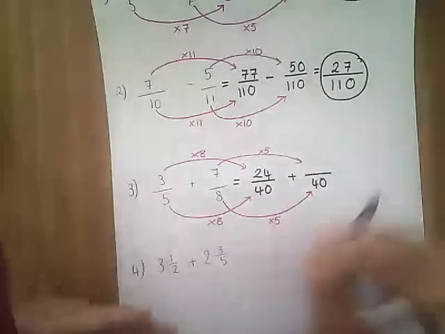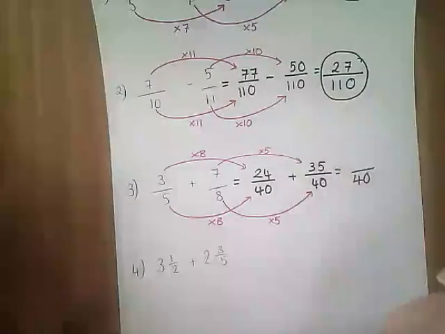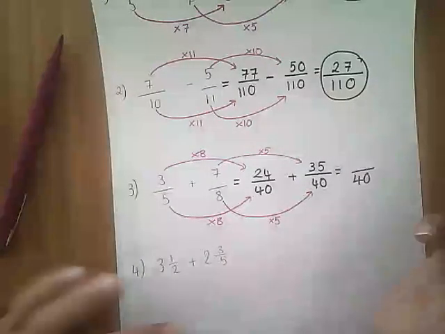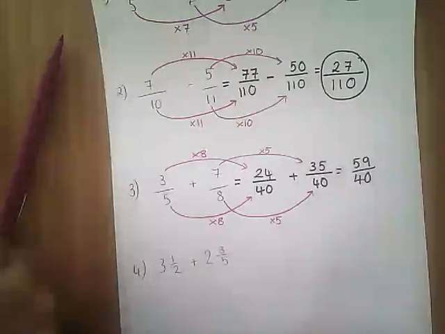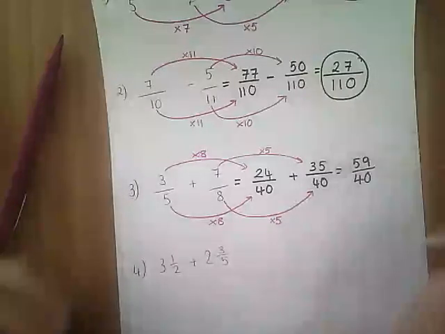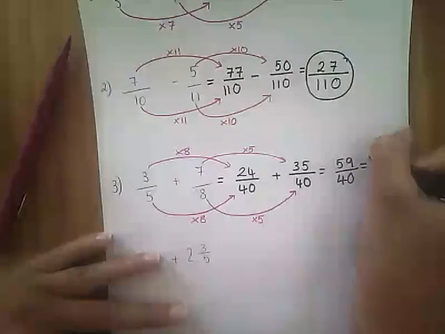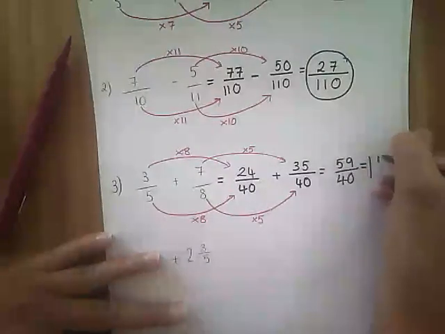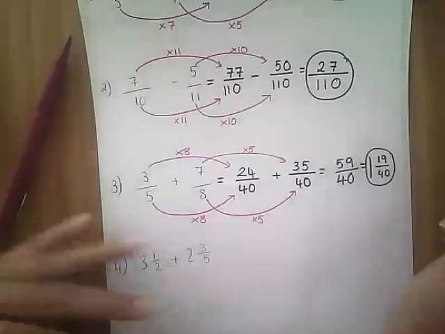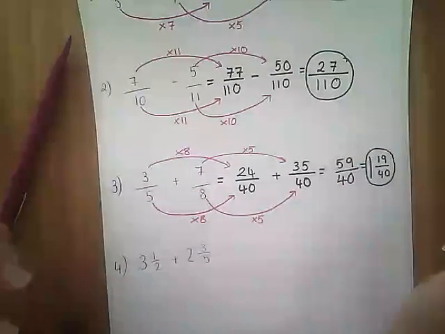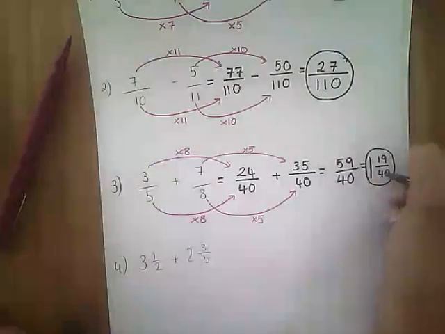7 5s are 35. Our bottom number stays the same, and we add our two tops. 24 plus 35 makes 59. Right, now here, what is wrong with that fraction? Well, that fraction is top heavy. So we can say, how many 40s go into 59? 1. How many left over? 19 over 40. The answer is 1 and 19 40ths. Okay? If you could simplify the 19 over 40, then you should.